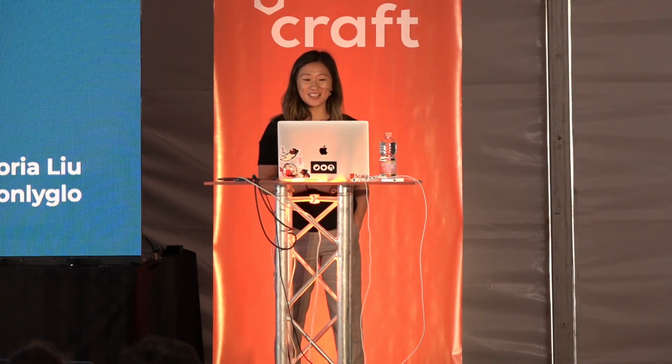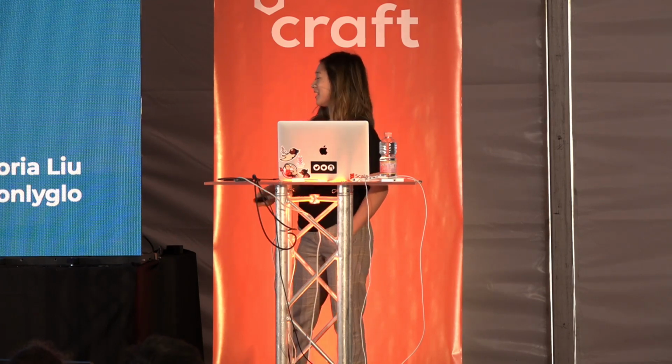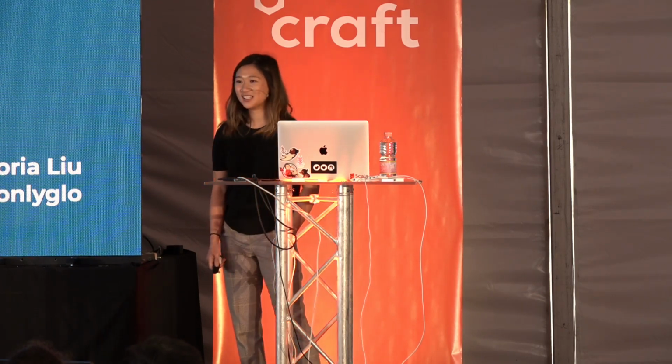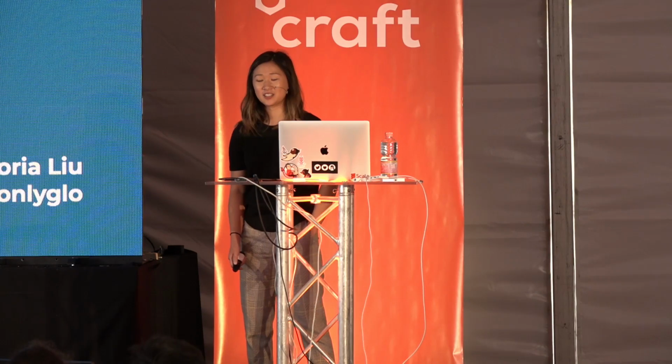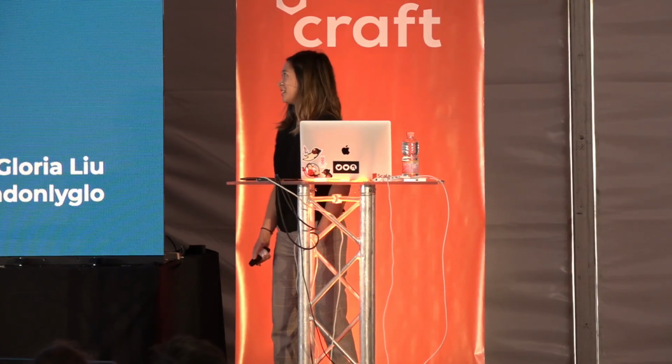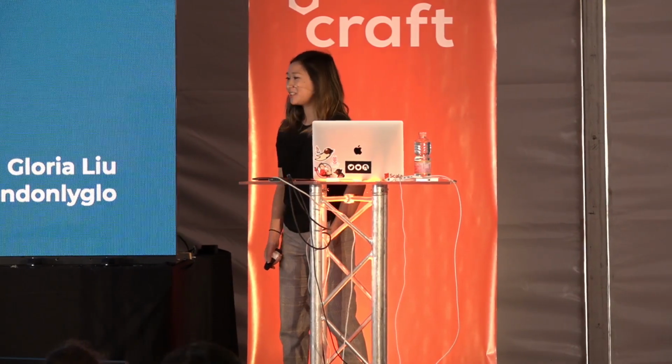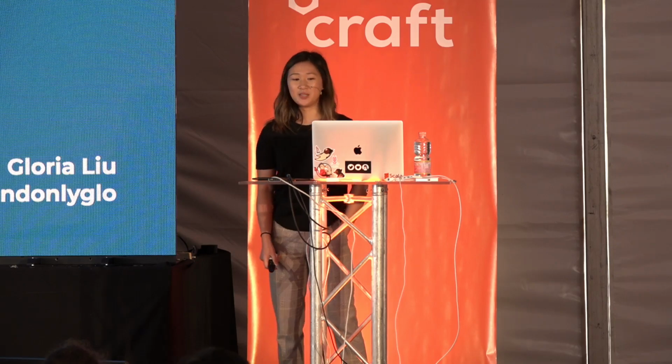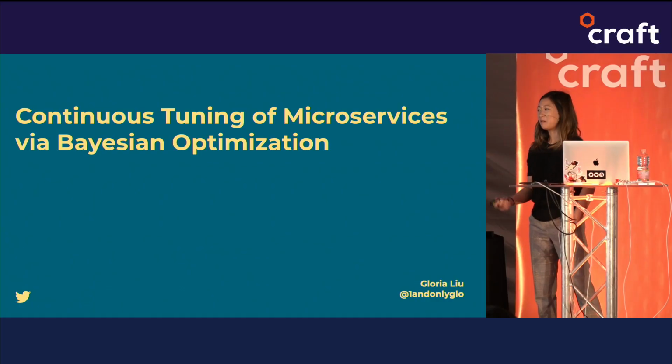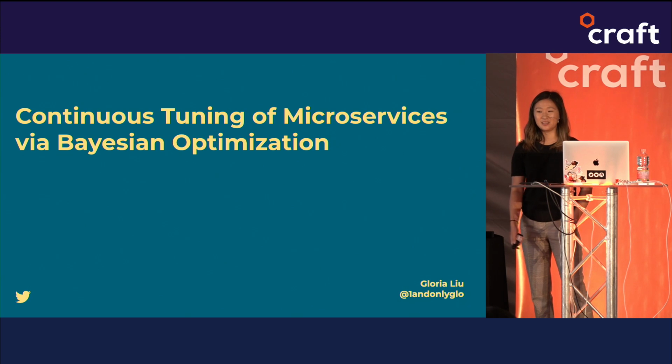So I'm Gloria, and today I'm going to be telling you about a service that we're working on at Twitter on the Java Virtual Machine team called AutoTune. And AutoTune tunes performance with Bayesian optimization. I'll get into what that means later, but first I'll tell you a little more about myself.